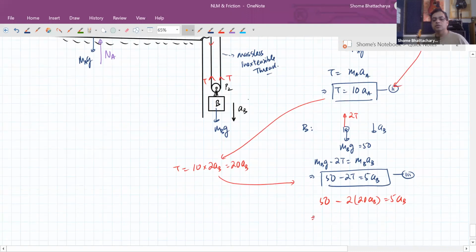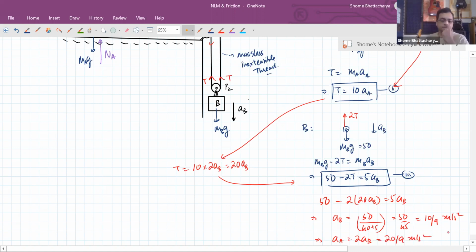From this, we can see that the acceleration of B will become 50 upon 40 plus 5, or 50 by 45, or 10 by 9 meters per second square. So the acceleration of A will become double the acceleration of B, that is 20 by 9 meters per second square. And you can put that back in this equation to get the tension.